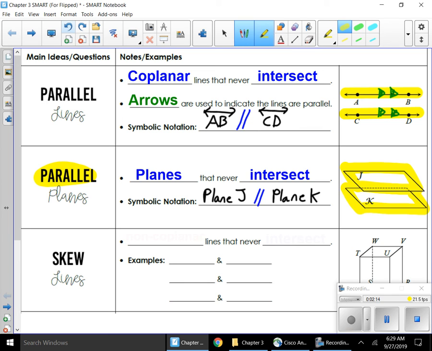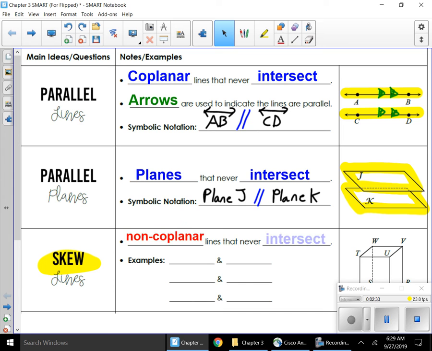So that's all well and good. We've used this idea of parallel in previous classes. But because now we might jump into the third dimension, we can have lines which are called skew. Skew lines are lines that never intersect, but they're not quite parallel because they'll be on different planes. So skew lines are non-coplanar lines that never intersect.